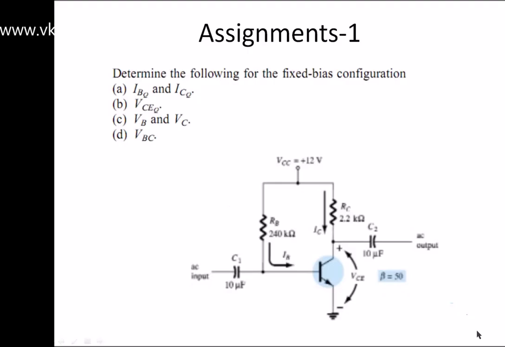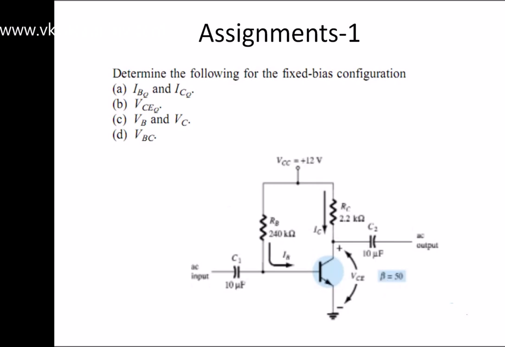Hello everyone. In our transistor biasing lecture in our previous class, we solved one numerical on fixed bias configuration. This particular assignment 1 we have already solved in our transistor biasing class. And today we will solve one numerical on emitter stabilized bias configuration. Before moving to the emitter bias numerical, let us quickly go through the previous task.